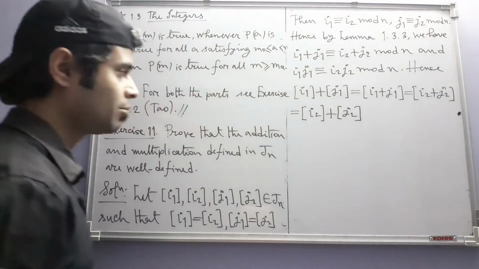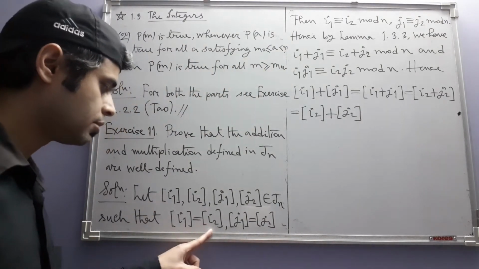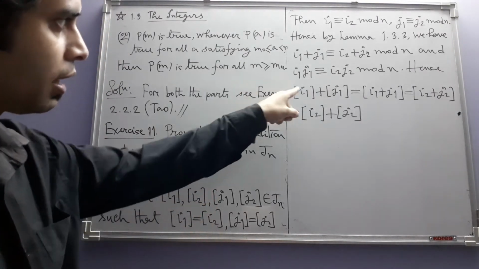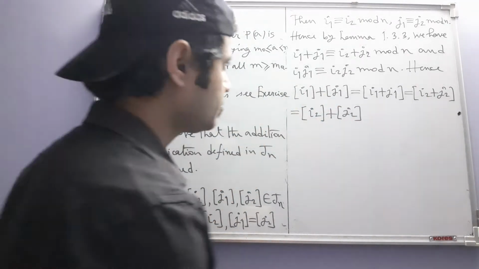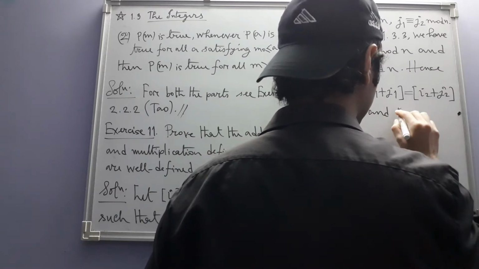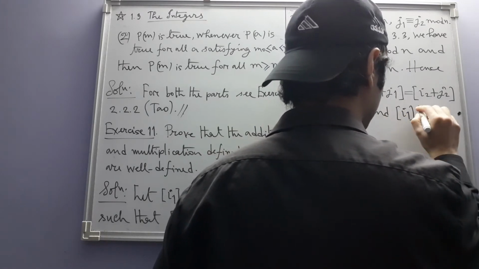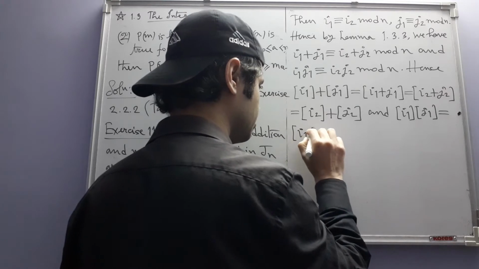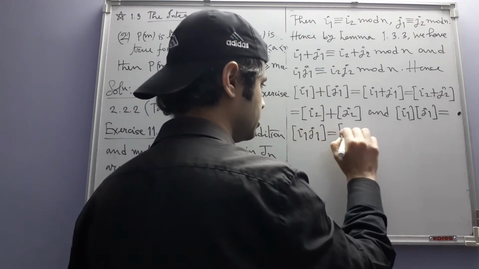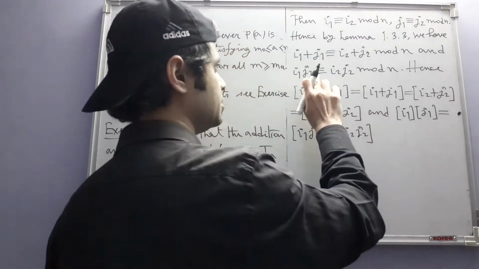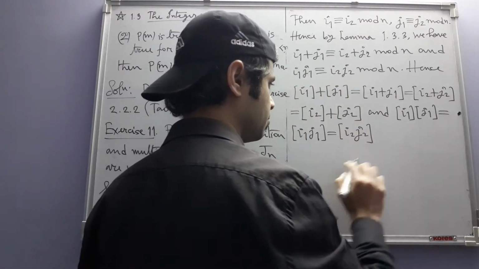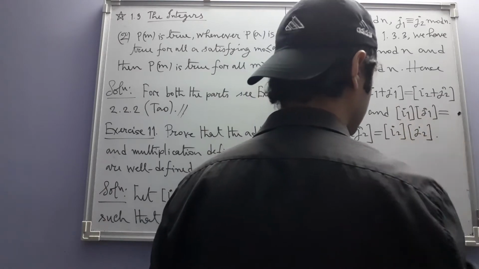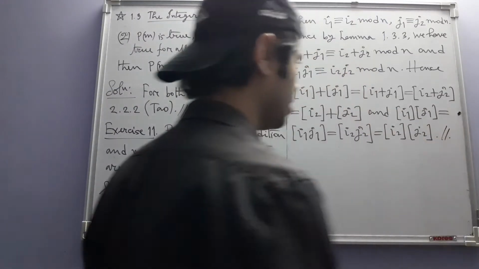So this shows that no matter which representative of the congruence class I am using, whether I use I1 or I2 or any other thing that belongs to the same congruence class, I am going to get the same sum. And similarly I1 J1, this is equal to, by definition of multiplication, I1 J1, which is equal to this I2 J2, because of this congruence, the second one, which is equal to this product of these two congruence classes. Hence, addition and multiplication are well defined.